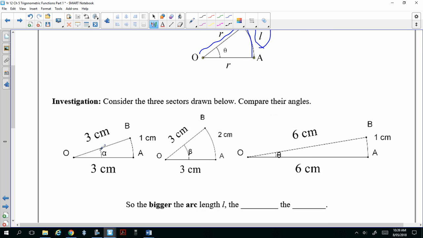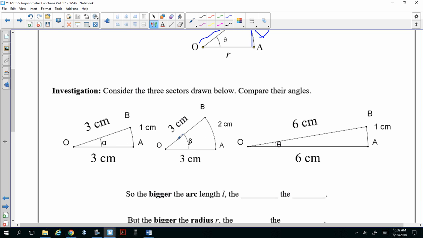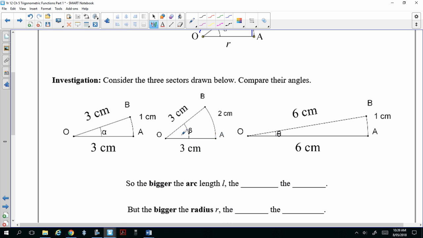Okay, we're going to do some investigation. We're going to find a new way of measuring angles, and we're going to measure angles involving radius and the arc length. So we're going to compare these 2 sectors. In these 2 sectors, both radii are the same and the 2 arc lengths are different. One arc length is bigger than the other one. So what does it tell you about the arc length on the angle? The bigger the arc length, the bigger the angle. Good. So we see the arc length will make the angle bigger.